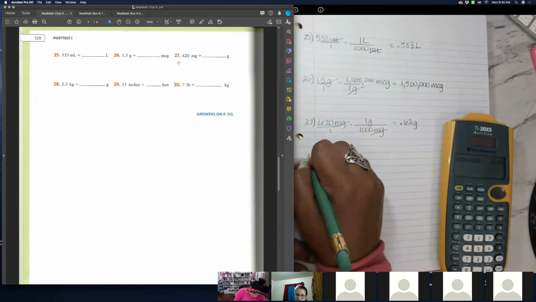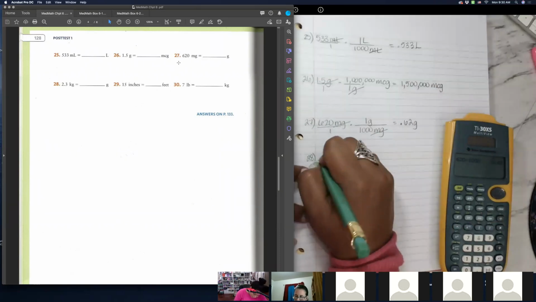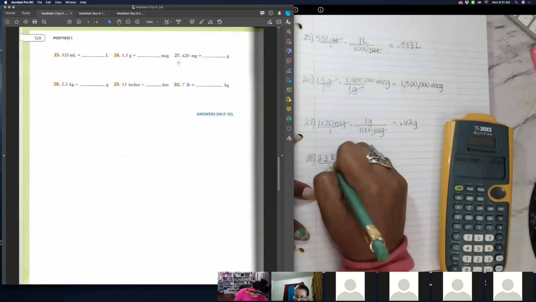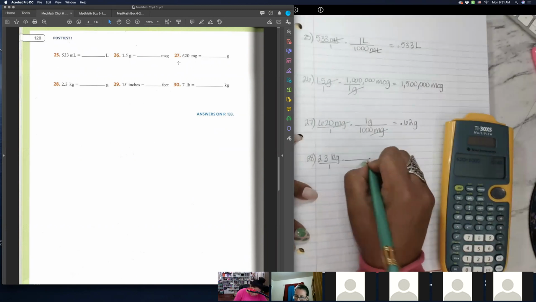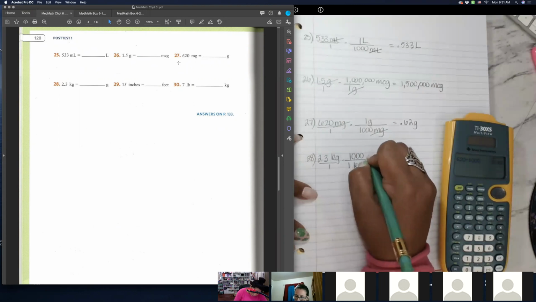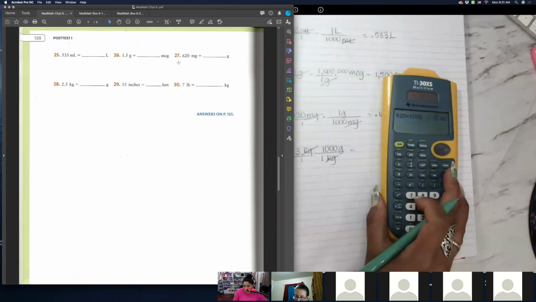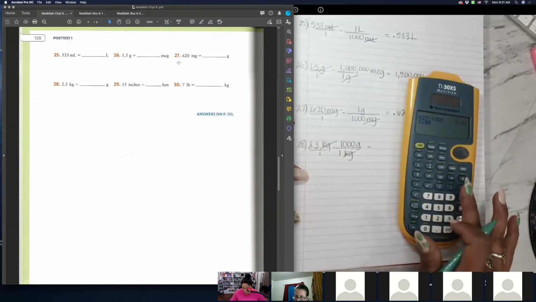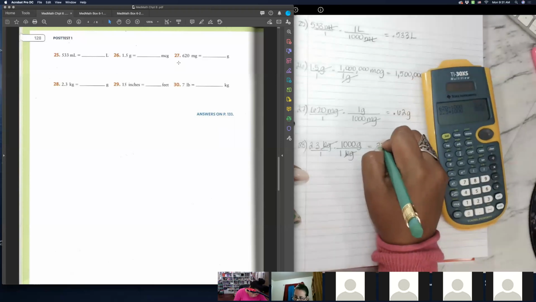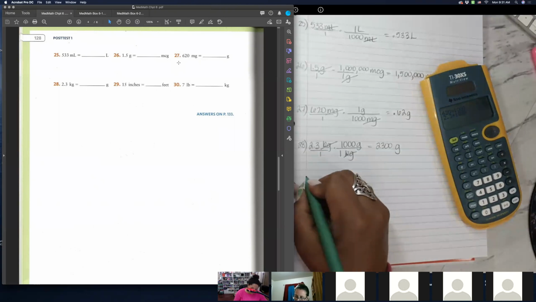All right, 28 is 2.3 kilograms to grams. So in 1 kilogram, that's equal to 1,000 grams. Our units of kilograms are going to cancel. And then I just take 2.3 times 1,000. And that's 2,300 grams.